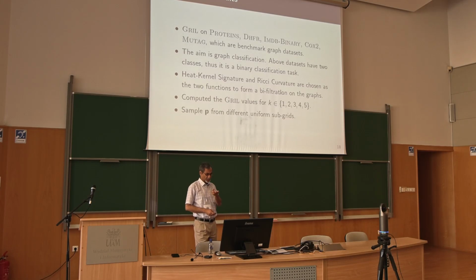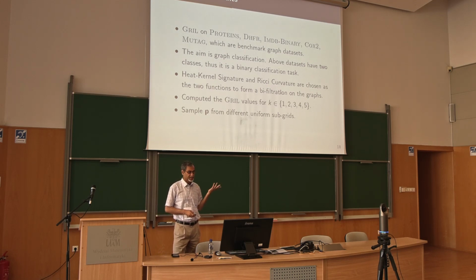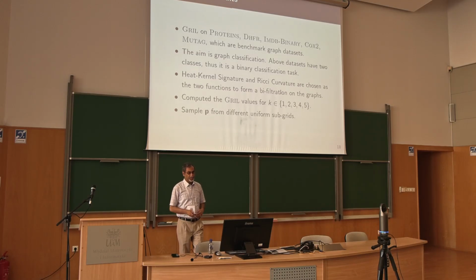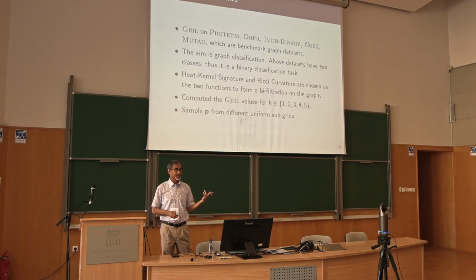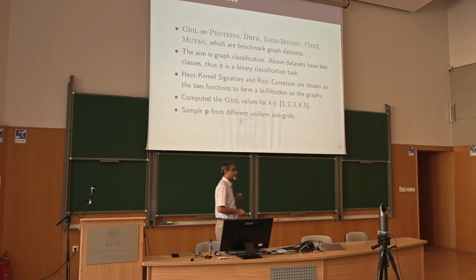This was a binary classification task. Of course, for the graphs, think about it: I need two values because this is a two-parameter setting. We chose heat kernel signature and Ricci curvature. These are the ones that have been chosen by others also, I think, so that we can compare our results with theirs. And we computed the real values for k equal to 1, 2, 3, 4, 5. These 5 values. And so the question is, how do you choose point P?